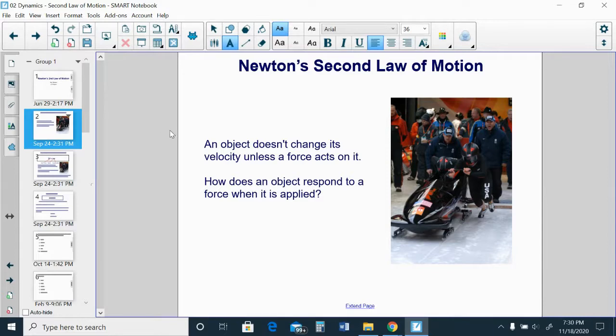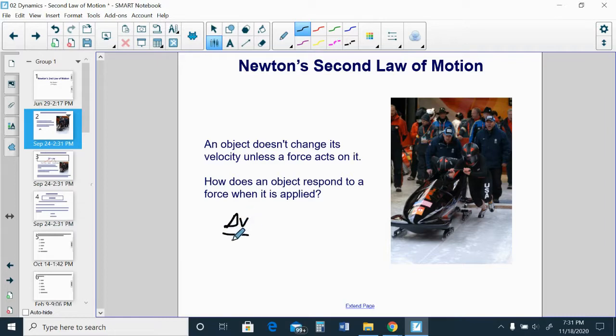So recall that an object doesn't change its velocity unless a force acts on it. How does an object respond to a force when it is applied? Well, when the force is applied, the velocity will change. And remember that a change in velocity over time equals an acceleration. Therefore, when you do apply a force to an object, it will accelerate.